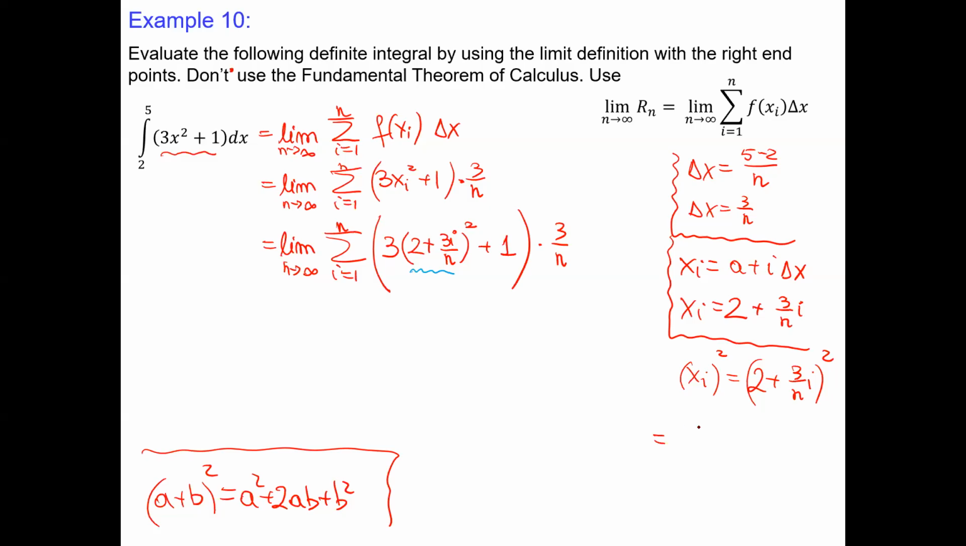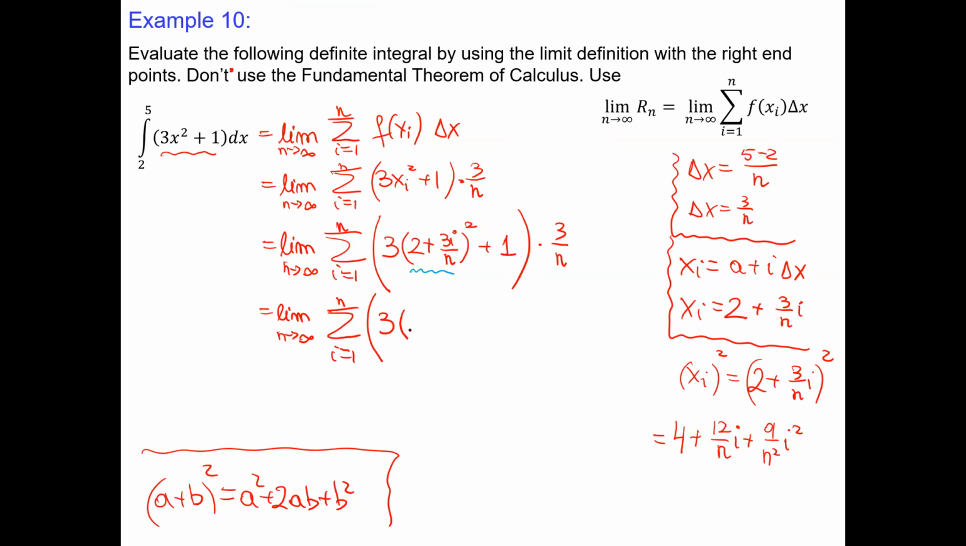Okay, that means let's see what we will have. We will square 2, 4. We will multiply 2 times 3 over n times i times 2, which is 6, 12 over n i. And we will square the last term, 9 over n squared i squared. That's our x sub i squared. Let's put it into the formula and see what we will get.